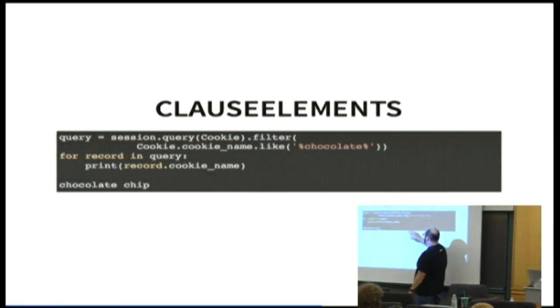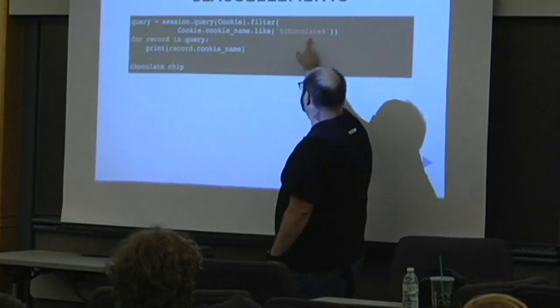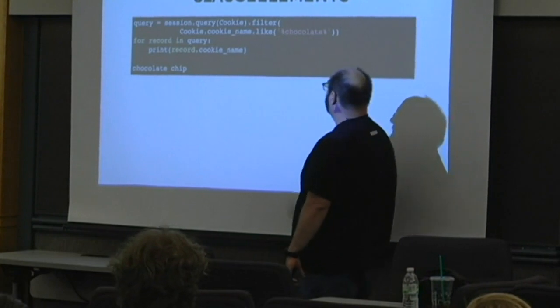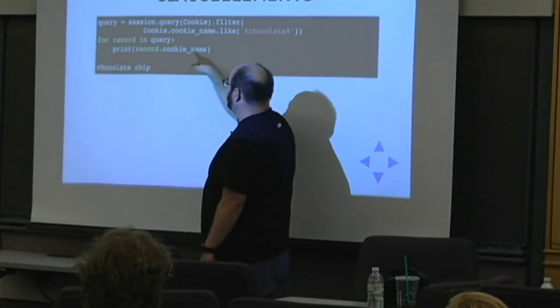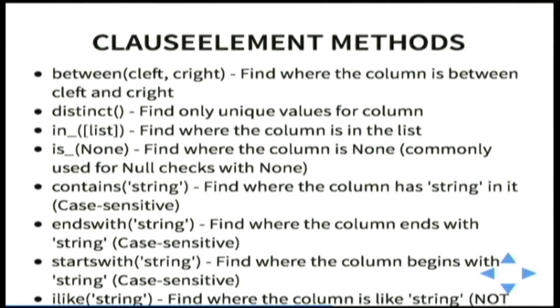So this one literally queries the cookies table anywhere where the word chocolate, love my old school Oracle, like percent symbols there, anywhere where the cookie name has chocolate anywhere in it, then return that as a result and then print it. And of course we have chocolate chip in the database, so that gets returned. There are a lot of methods on the clause elements, and it specifically rolls off the bottom of the screen because there are a lot of them. The ones I tend to use a lot are is, in, like I use quite a bit, and contains. Also pretty useful. There's a bunch more of these. They wouldn't even fit on multiple slides. I just stopped when I got tired of typing.